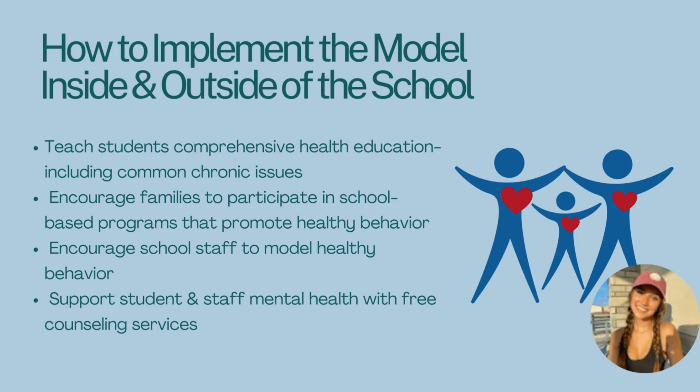Another way is to encourage school staff to model healthy behavior. I personally think that this is one of the most important ways to implement it. Students often look up to their teachers and other school staff as role models, so if they implement these healthy behaviors, the children will see them and want to do it as well. One other way that you could implement this model is to support staff and student mental health. This can be done with counseling, free counseling sessions, and just talking about mental health, because that's something that's often not talked about that much in school.